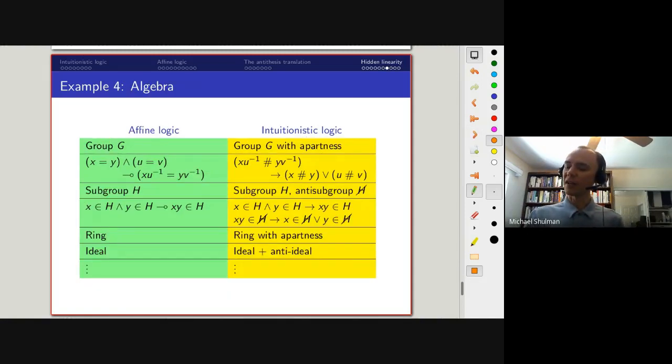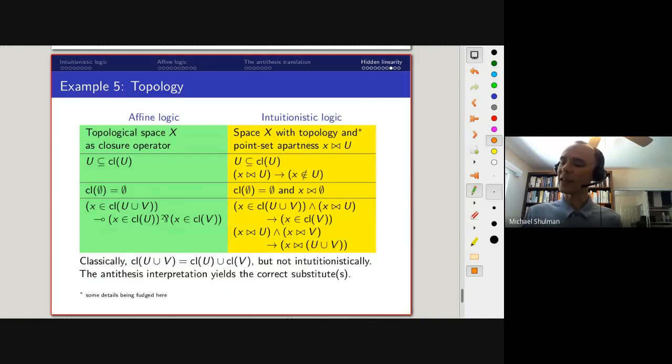Groups and other algebraic structures often come with apartness, and instead of considering only a subgroup, we also often consider an anti-subgroup, which is like the formal complement of a subgroup that comes automatically from having a subgroup in affine logic. Ideals come with anti-ideals and so on. Topological spaces often come with an apartness relation between points and opens and sets. And those relations also come automatically from formulating a topological space in affine logic and so on.